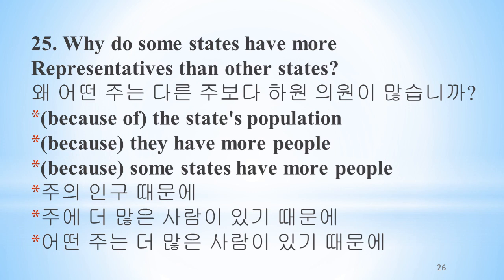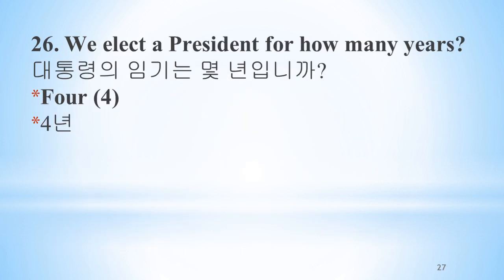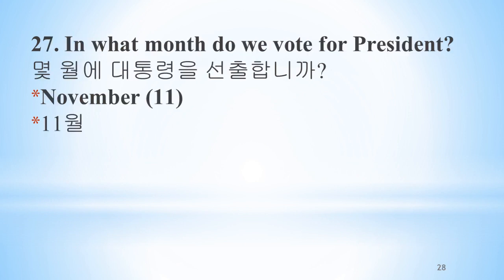Why do some states have more representatives than other states? Because of the state's population. Because they have more people. Because some states have more people. We elect a president for how many years? 4. In what month do we vote for president? November.